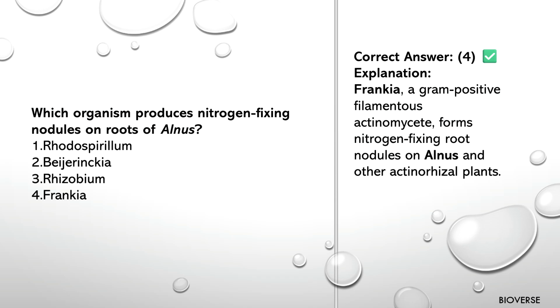Which organism produces nitrogen-fixing nodules on roots of Alnus? Rhodospirillum, Beijerinckia, Rhizobium, Frankia. The correct answer is 4. Frankia, a gram-positive filamentous actinomycete, forms nitrogen-fixing root nodules on Alnus and other actinorhizal plants.